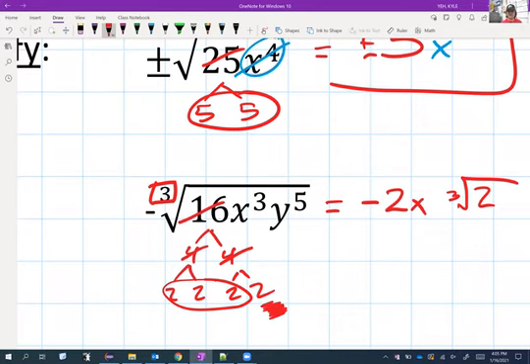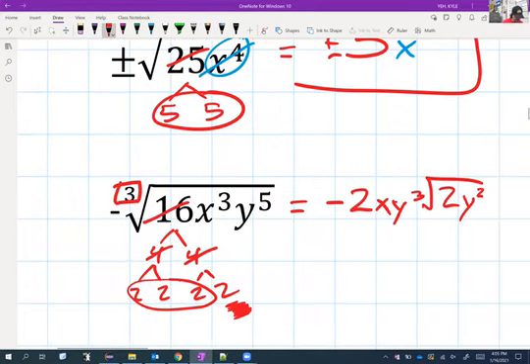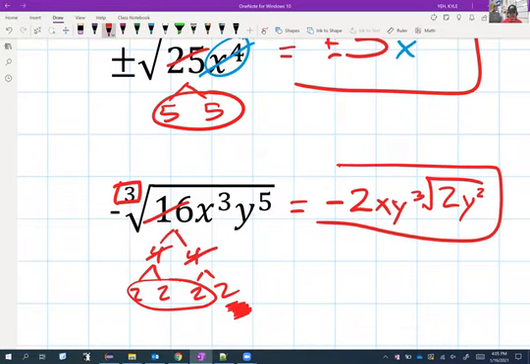What about y's? We had 5 y's, so we can group 3 of them together. And it looks like we'll have 2 that are left on the inside because they couldn't form a group of 3. So we had one group of 3, we can pull a y out. And then we have y squared left inside there. So again, with those y's, there were 5 originally. We could pull one group of 3 out, and then there are 2 left inside that radical.